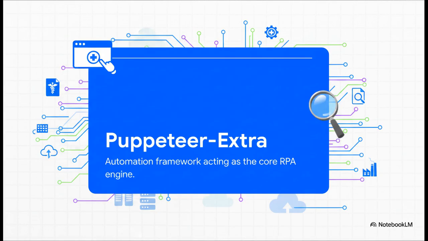The heavy lifter in this stack is Puppeteer Extra. This is a modular plugin framework built right on top of standard Puppeteer. In this context, it serves as the automated muscle, the core RPA engine, spinning up headless browsers to programmatically navigate and extract data straight from the UTS platform.